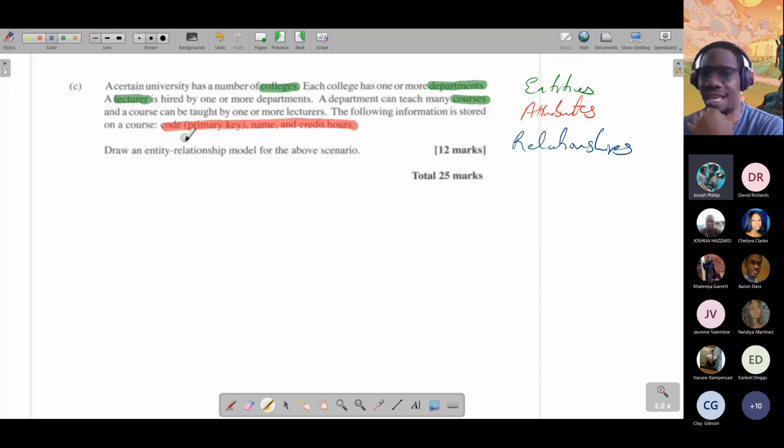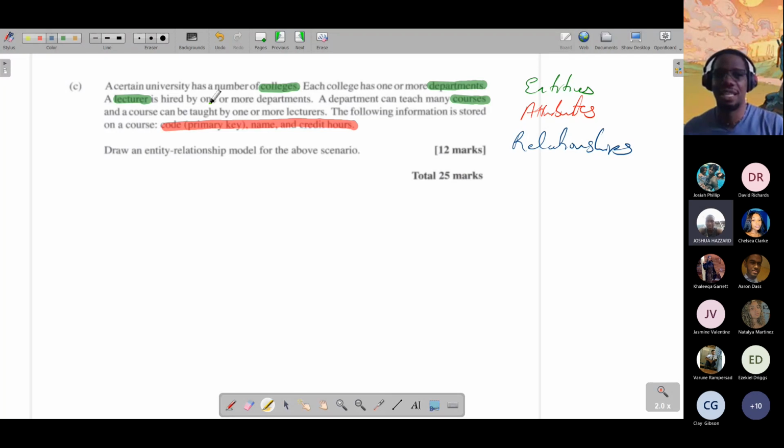Why is university not an entity? To me, university seems like a fairly broad hierarchy of everything underneath, so it won't really classify as an entity, I think. Yeah, sir, I agree with Hazard there.